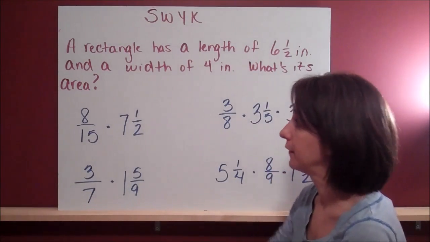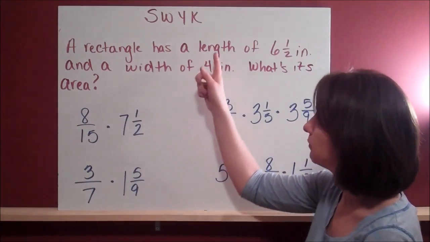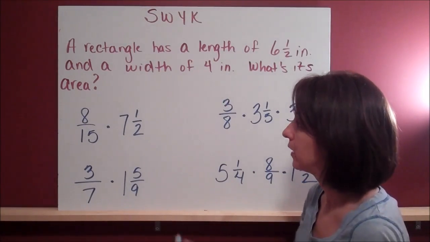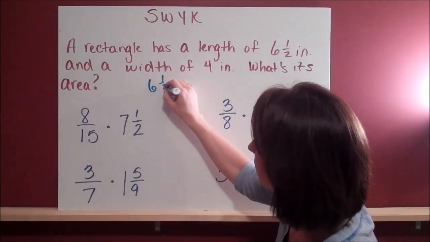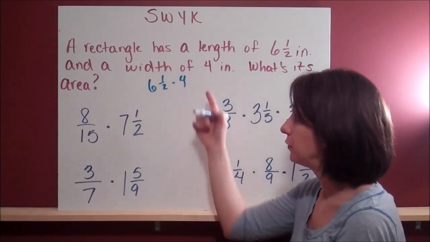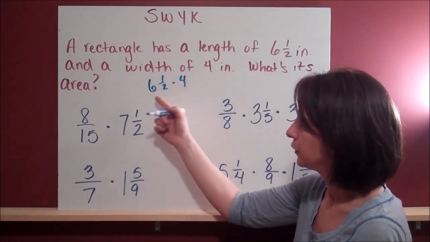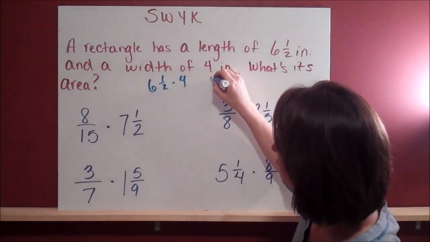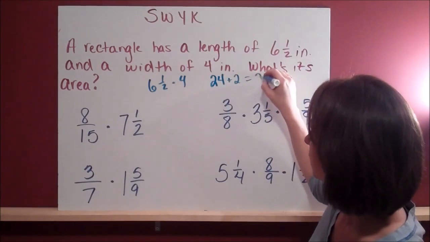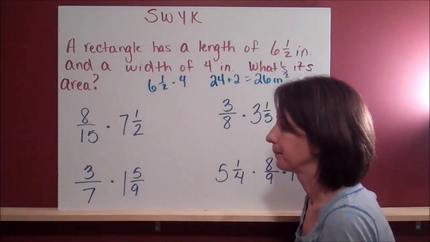All right, hopefully when you were solving this, you remembered that area is length times width. And so I simply had to multiply 6.5 times 4 in order to get the area. Well, 6.5 times 4. If I use the distributive property, I could do 4 groups of 6 and 4 groups of 1/2. And so 4 times 6 is 24, and 4 times 1/2 is 2. And 24 plus 2 is 26. So this would be 26 inches squared.